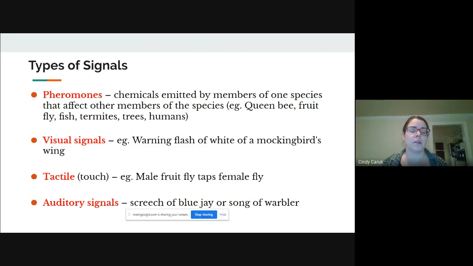Again, Darwinian fitness. Tactile is touch, so the male fruit fly that taps the female fruit fly. Okay, and then auditory, screeching of a blue jay or song of a warbler, courtship songs here we're seeing again, right? So the idea behind these behaviors, often we're going to see, is going to always go back to evolutionary fitness.